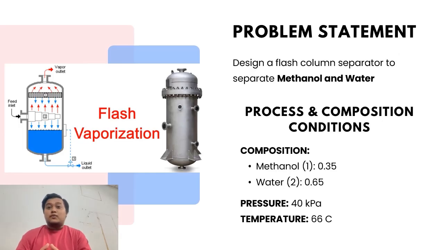So let's start with the problem statement. The problem statement is that we need to design a flash column separator to separate a mixture between methanol and water. Based on our research through the internet, we have found that flash vaporization is the best to be used.